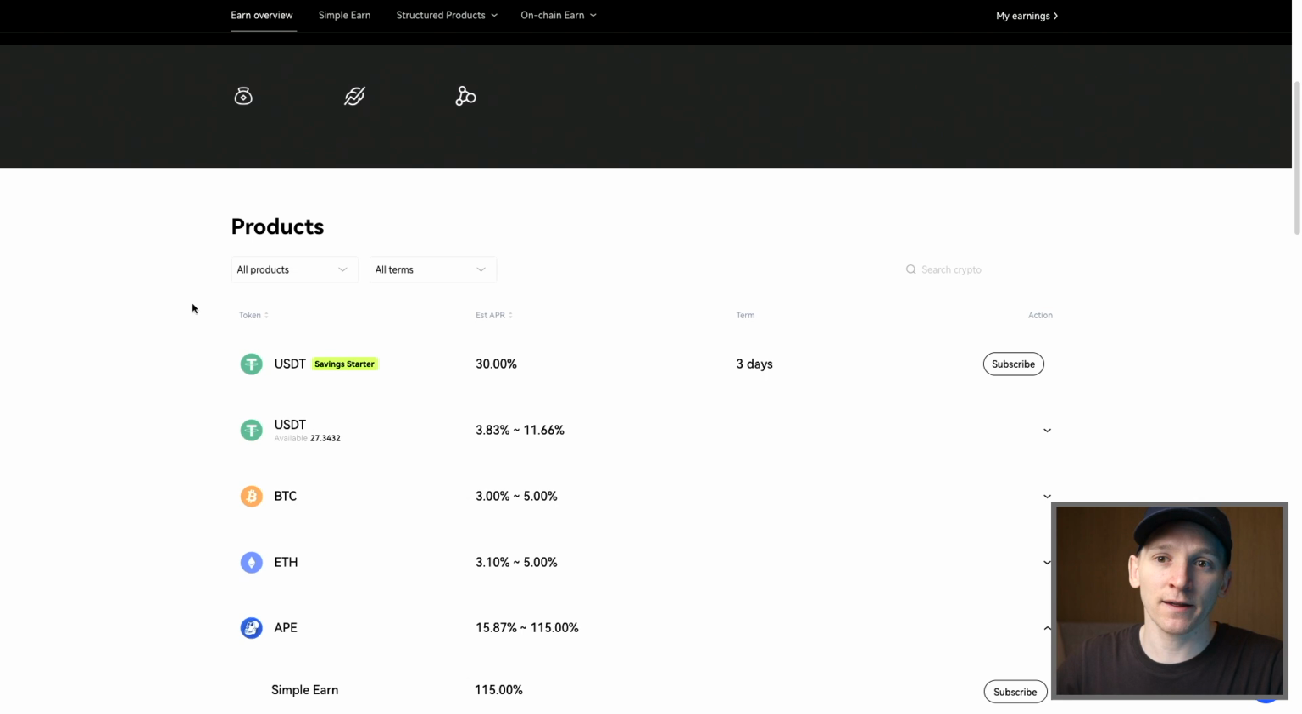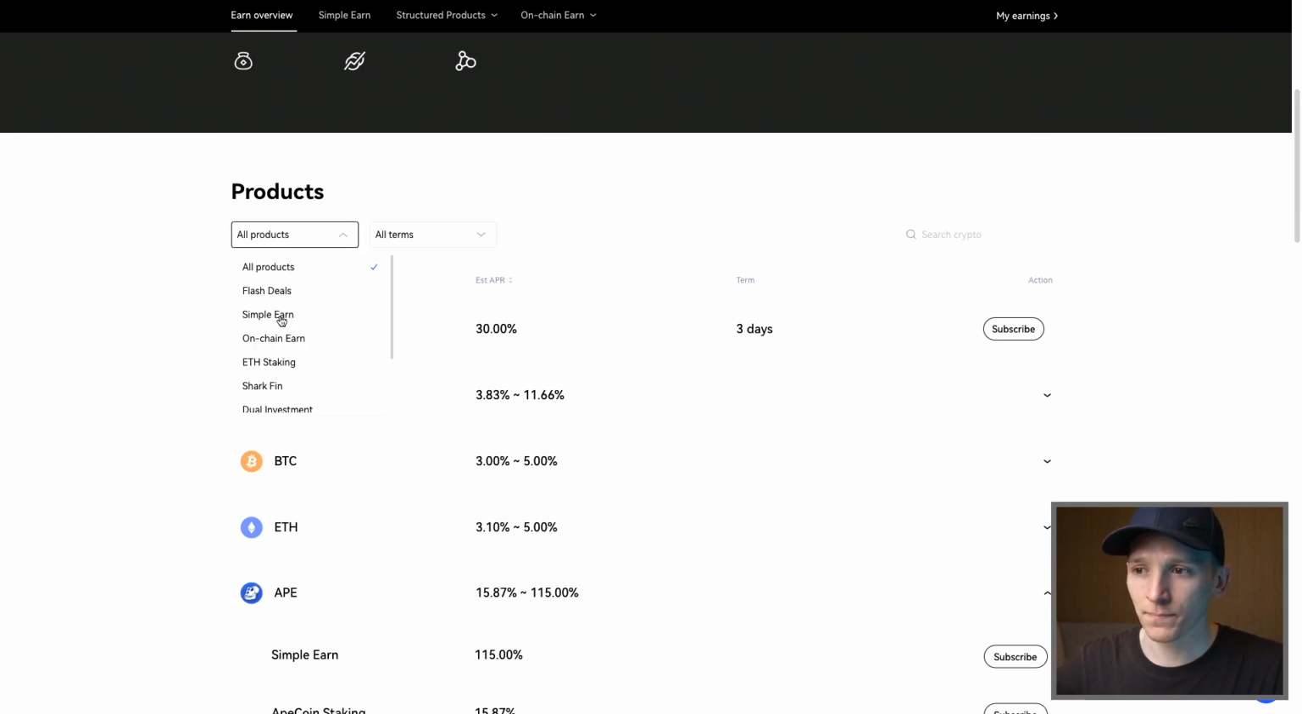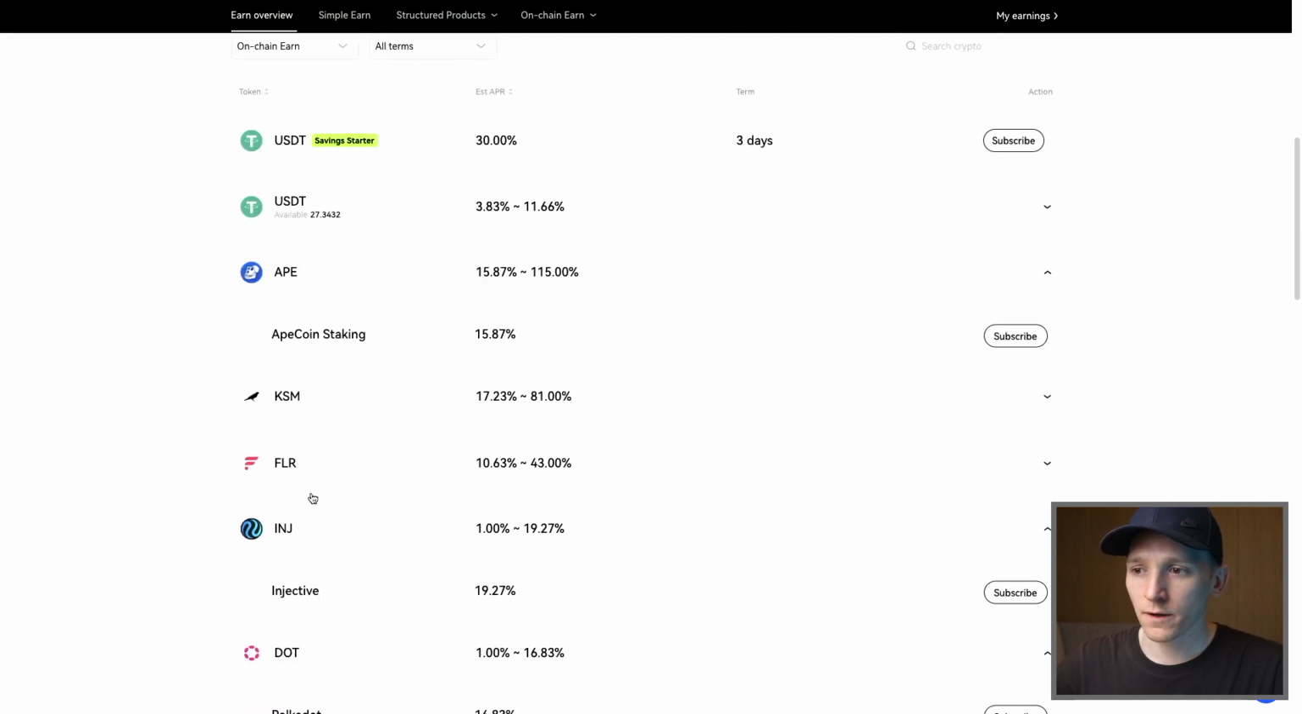Now we'll move on to Onchain Earn, which is mostly staking some cryptos directly through OKX. If you're not comfortable with using blockchains, this is actually a really good feature to simplify staking some cryptos. So if you go to products and then Onchain Earn, you can see them here.